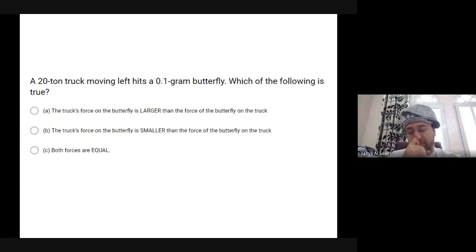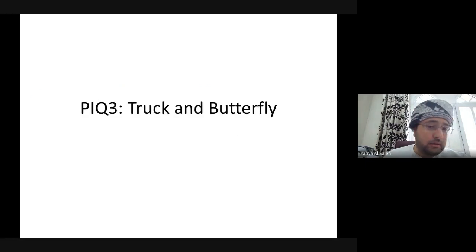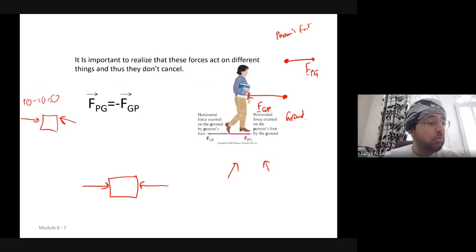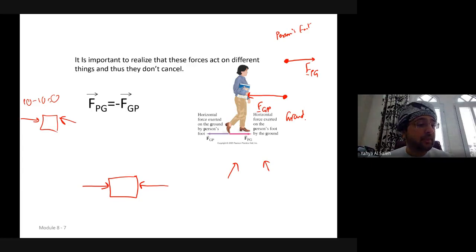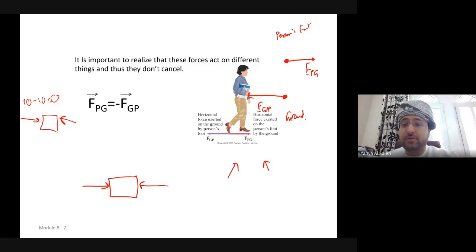Let's do an example, and I really love this example because usually it drives both me and the students crazy. A 20-ton truck. No, this is not friction. This is not friction. We haven't gone to friction yet. This is simply the horizontal force exerted on the person's foot by the ground. This could be friction, but it does not need to be friction.